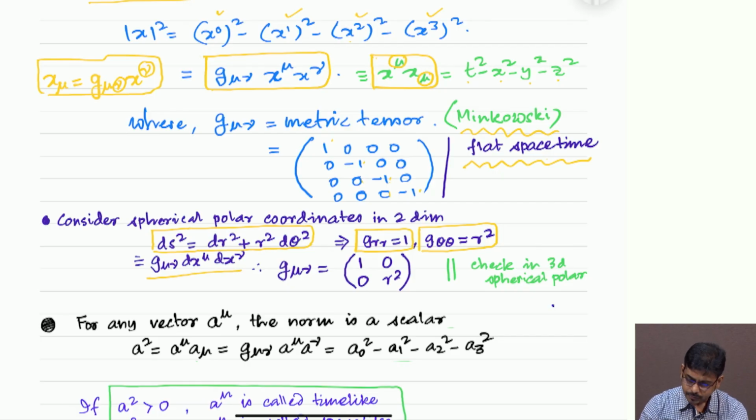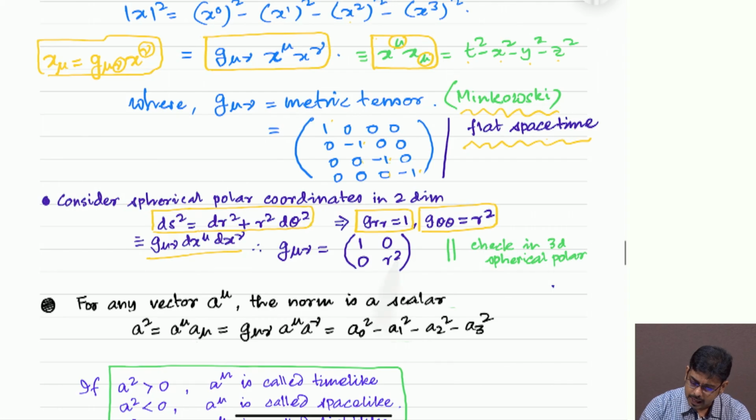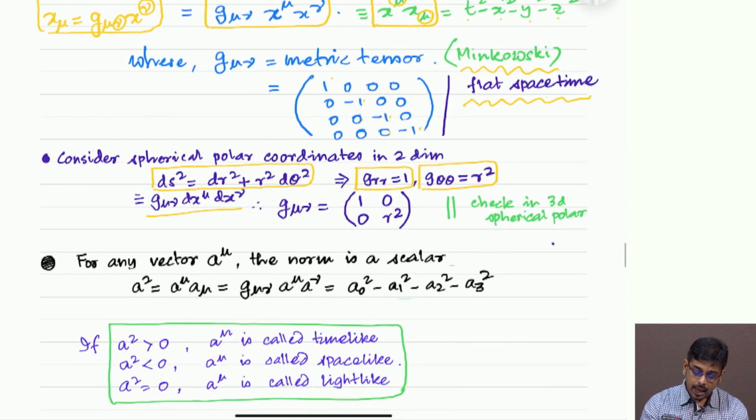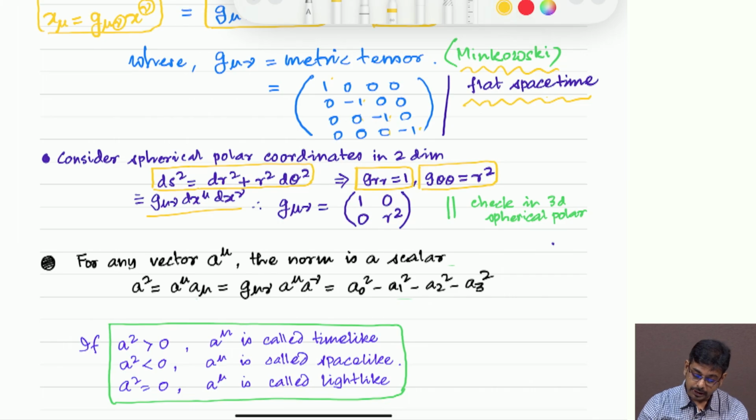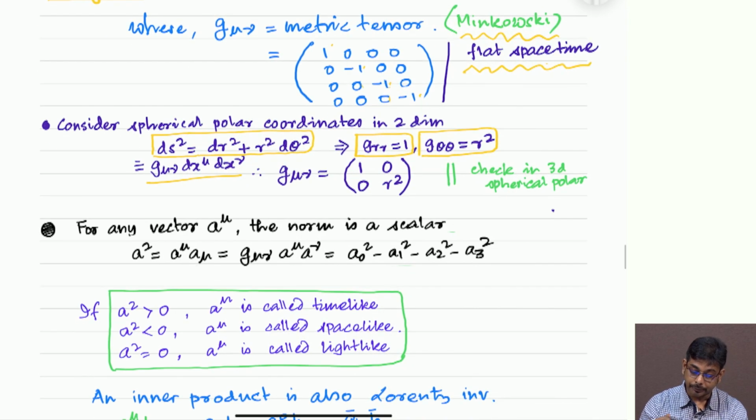You can extend this idea to write the g mu nu for the spherical polar coordinates in 3D. You can write it in the cylindrical coordinates, and you can do numerous exercises, and I suggest that you do that for these different cases. The important point which we borrow from this whole thing is that for any vector, when we define the norm, it is a scalar.